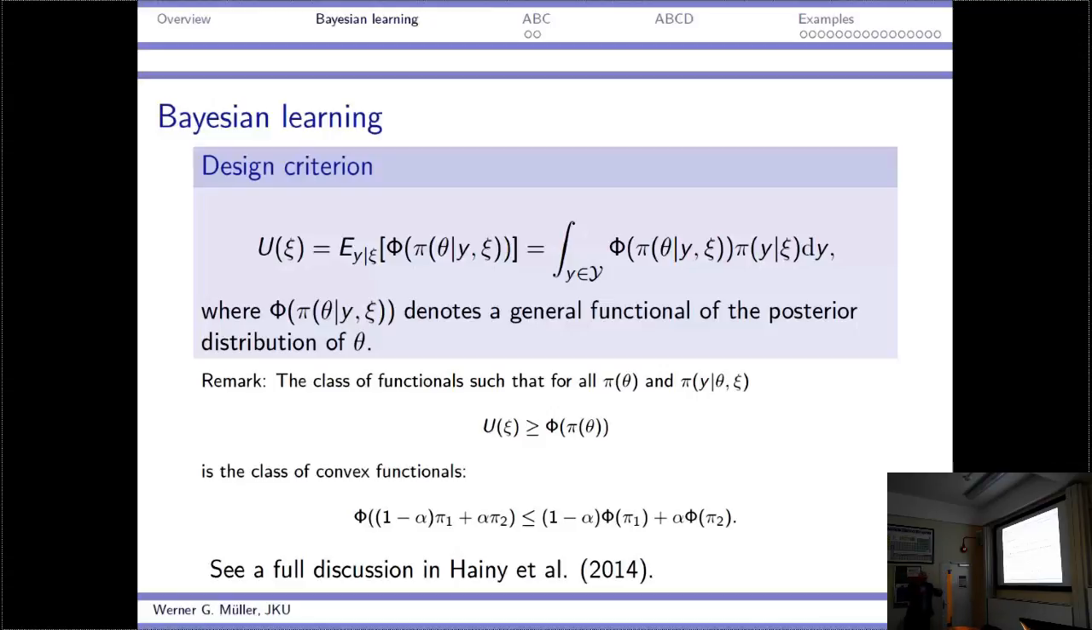So this is the embedding of the whole thing into the Bayesian learning perspective. If you want to know more about all this, you will find a full discussion in this paper.